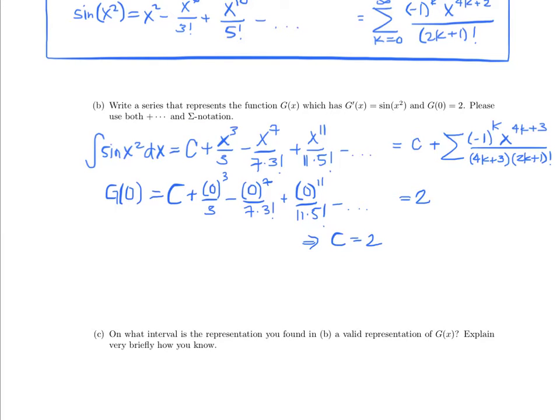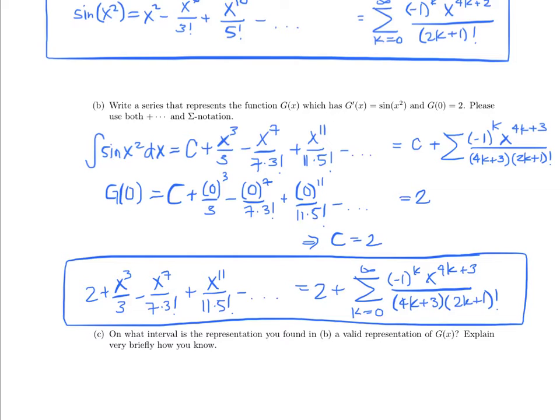Here I've written this out explicitly. Plugging in 0 for g, we see that all the terms involving x go to 0 and all that's left is c, and that has to equal 2. So c is equal to 2, and so our final answer here as far as what g, the antiderivative of sine of x squared, is equal to, so that when it's evaluated at 0 is equal to 2, we now have this as our final answer.